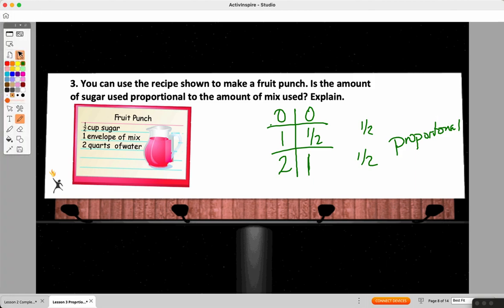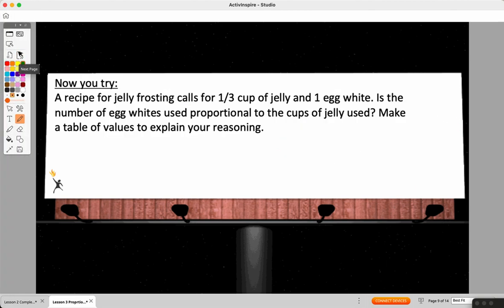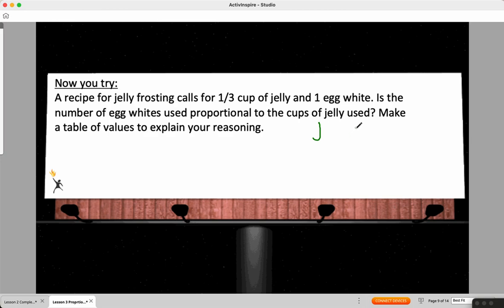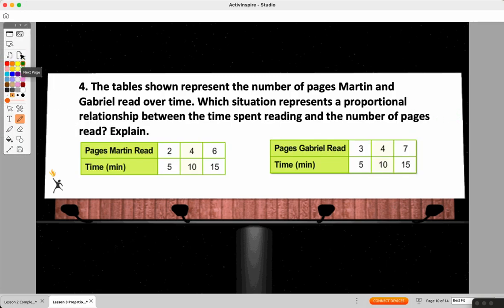All right, let's take a look at our next one. You tell me, is this a proportional value? It is. It is proportional. Good job. Oh, I missed my eye there. There we go. So now let's take a look.